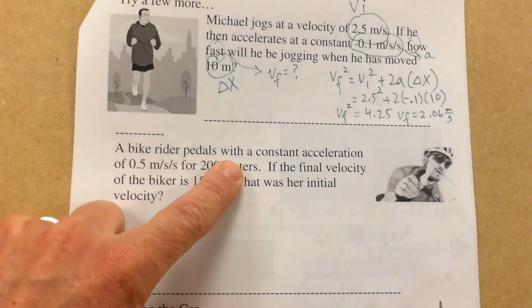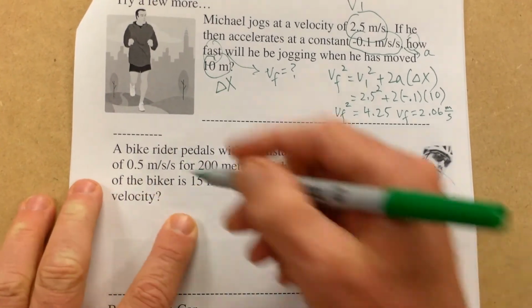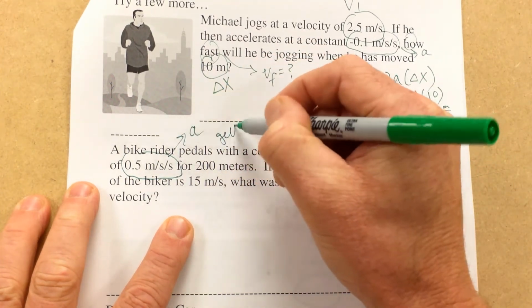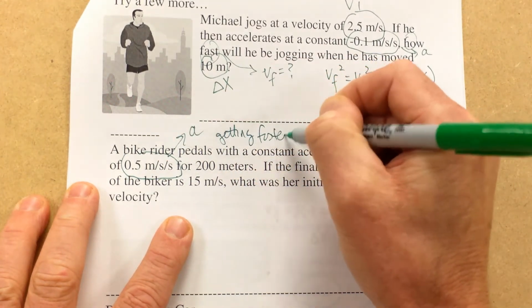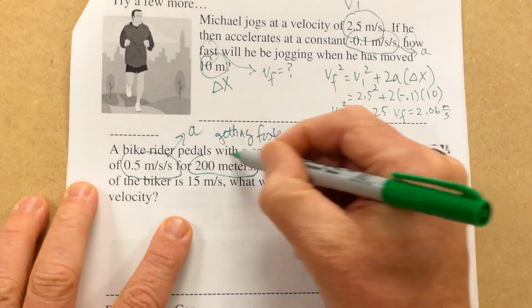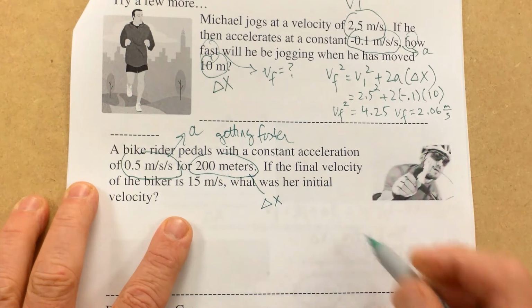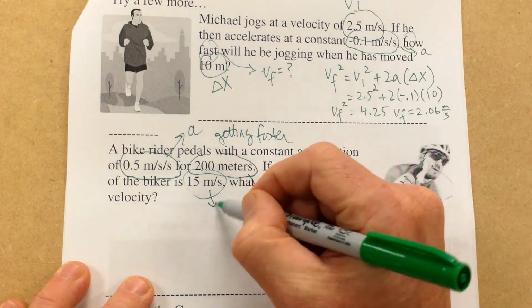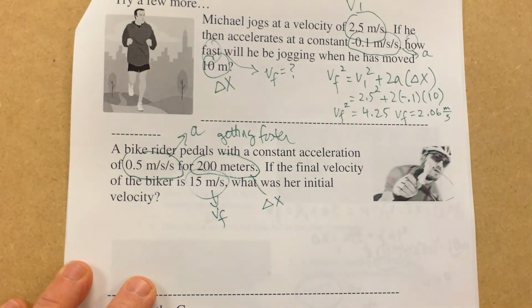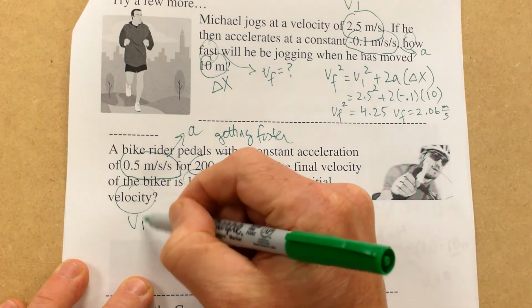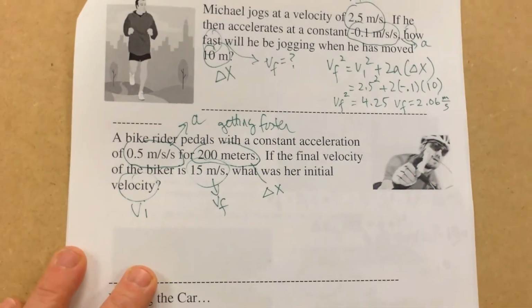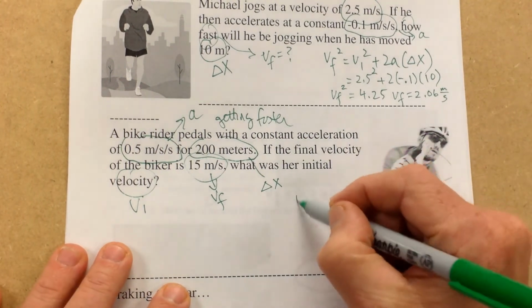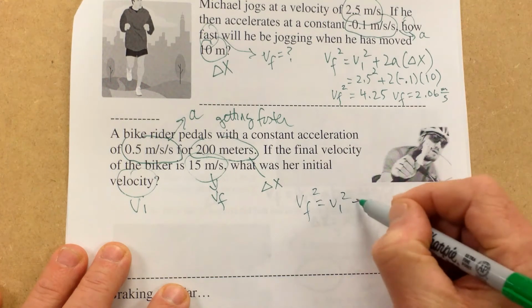A bicycle rider pedals with constant acceleration of 0.5. Okay, that's an a, right? That's positive. That means he's getting faster. All right? He does this for 200 meters. So what's that? Well, that's your delta x. That's how far. If his final velocity is 15, okay, there's his final velocity. What was her initial velocity? Okay? Do we know anything about time in here? No. So that should lead us to the timeless equation.